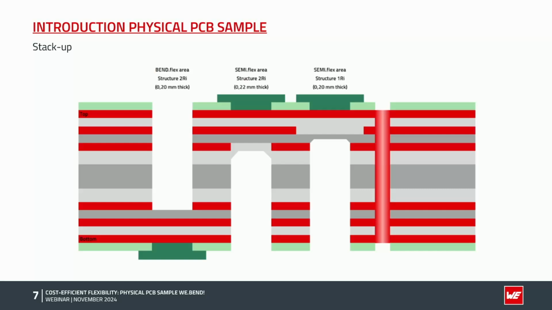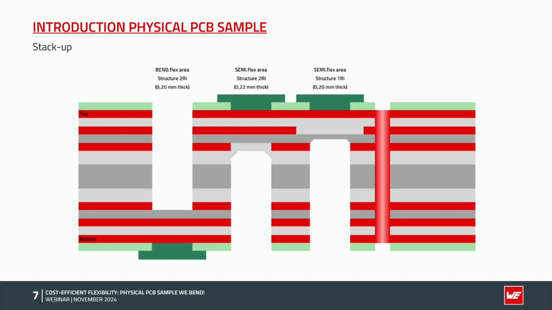On the right side and in the middle, you can see the semi-flex area. The one on the right side has one layer in the bending area, and the one in the middle has two layers in the bending area. And here you can see a small phase at the rigid flex intersection. This phase is created when we do the deep milling of the flex area or of the semi-flex area to make the material thinner so that it's bendable.